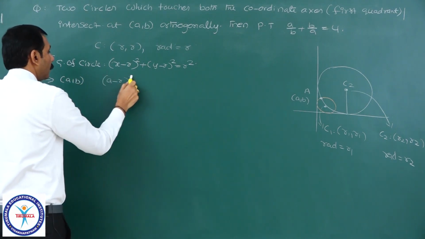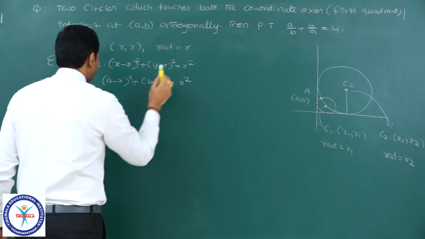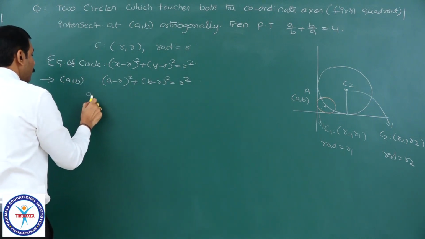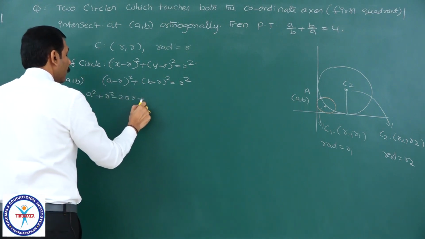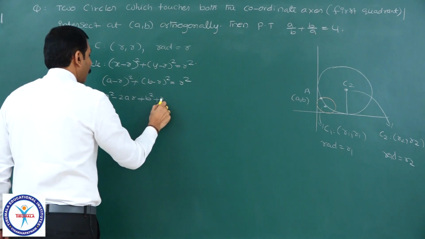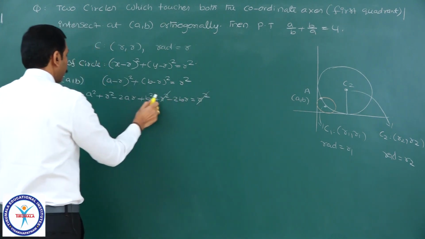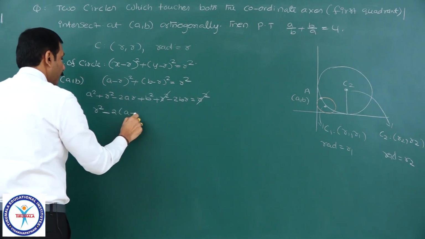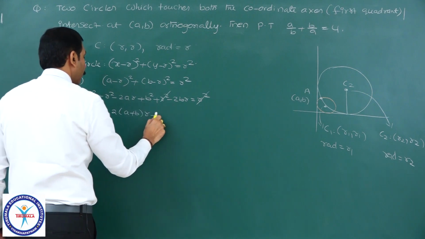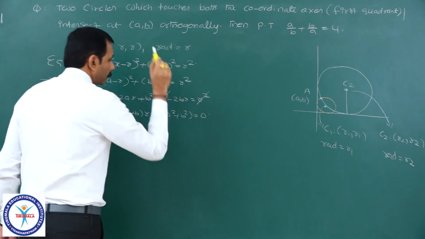(a − r)² + (b − r)² = r², or a² + r² − 2ar + b² + r² − 2br = r². One r² cancels. Therefore, r² − 2(a + b)r + a² + b² = 0.